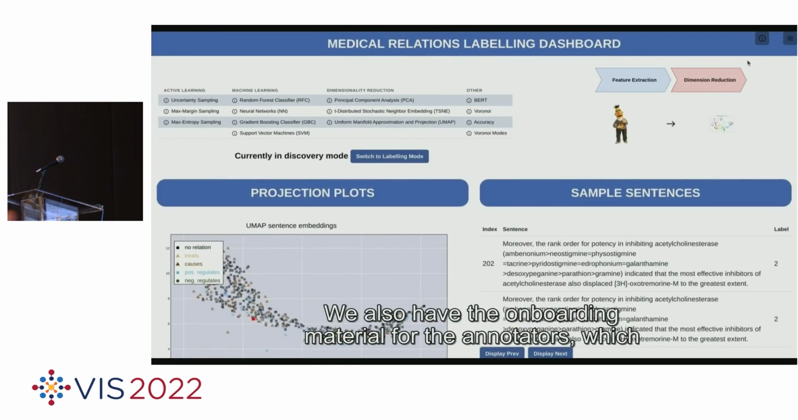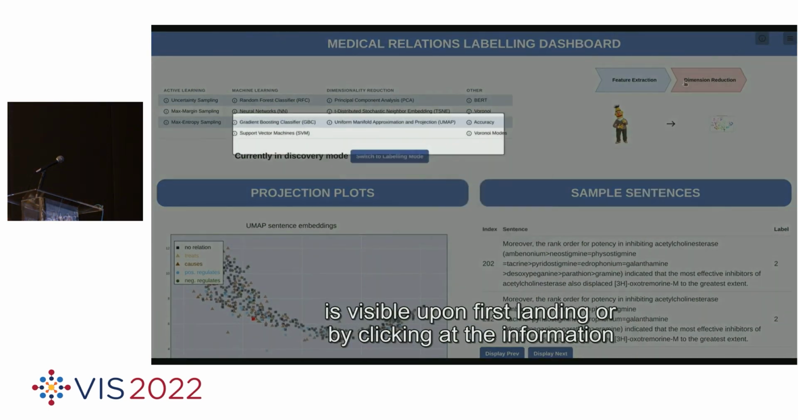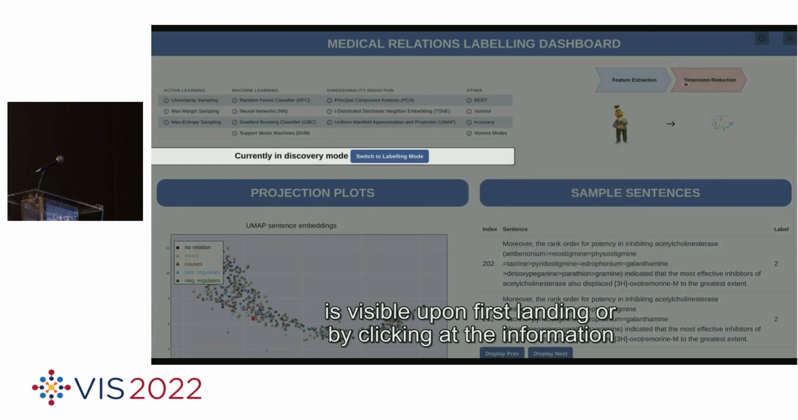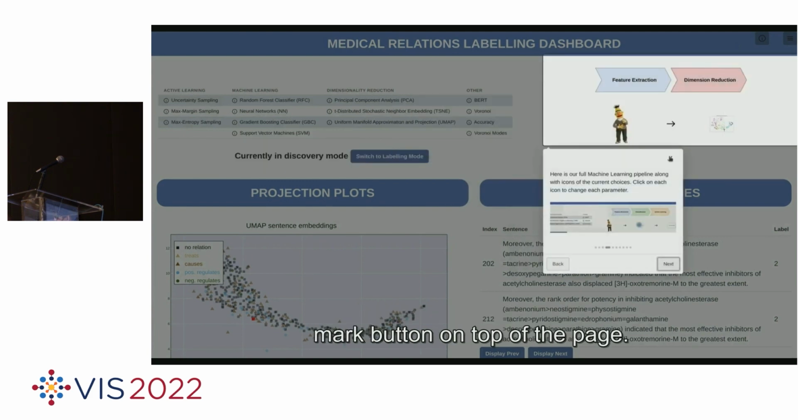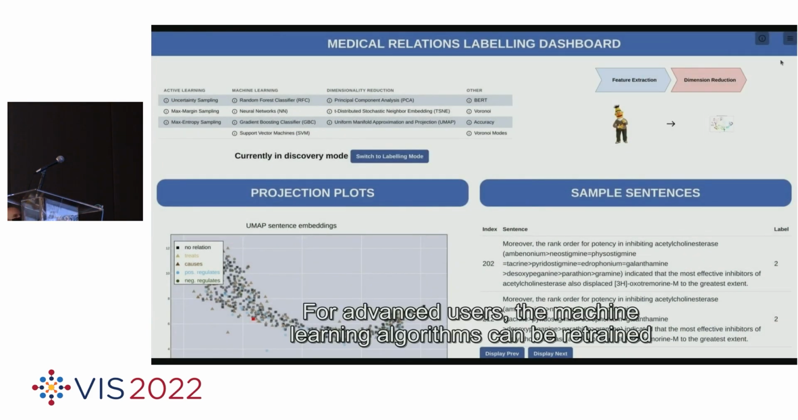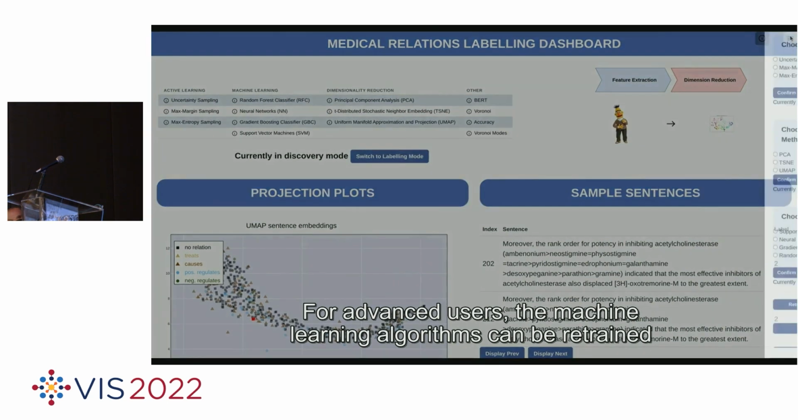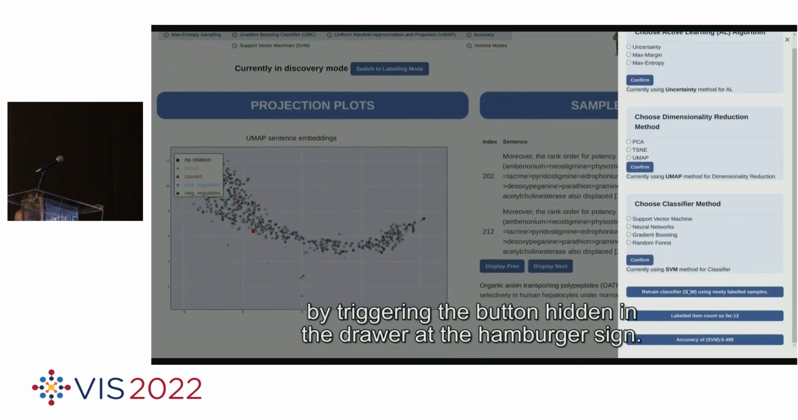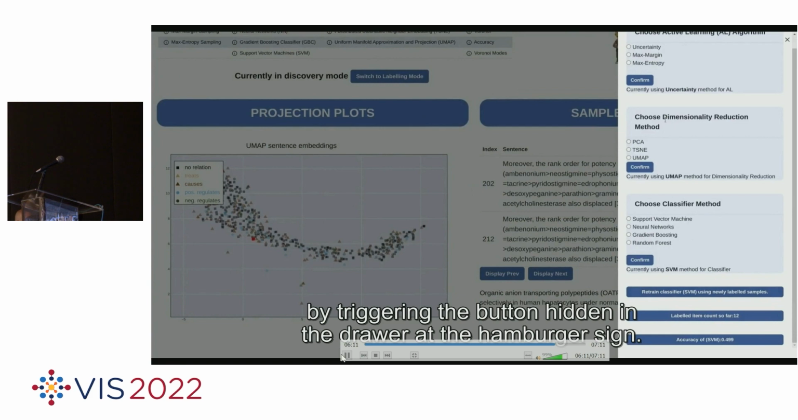We also have the onboarding material for the annotators, which is visible upon first landing or by clicking at the information mark button on the top of the page. For advanced users, the machine learning algorithms can be retrained by triggering the button hidden in the drawer at the hamburger sign.